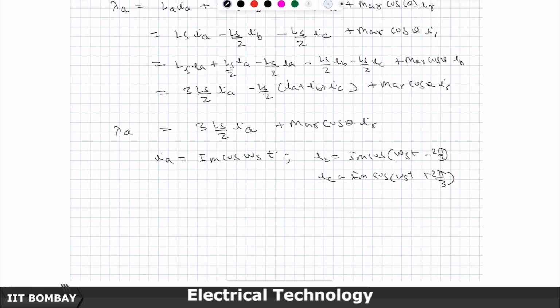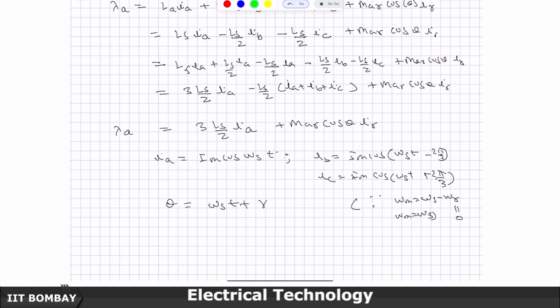So, now if I substitute this IA here, for theta I can substitute omega s t plus gamma. Why? Because you remember the frequency condition was omega m is equal to omega s minus omega r. The rotor winding carries DC excitation, so its frequency is 0. Therefore, omega m is equal to omega s.